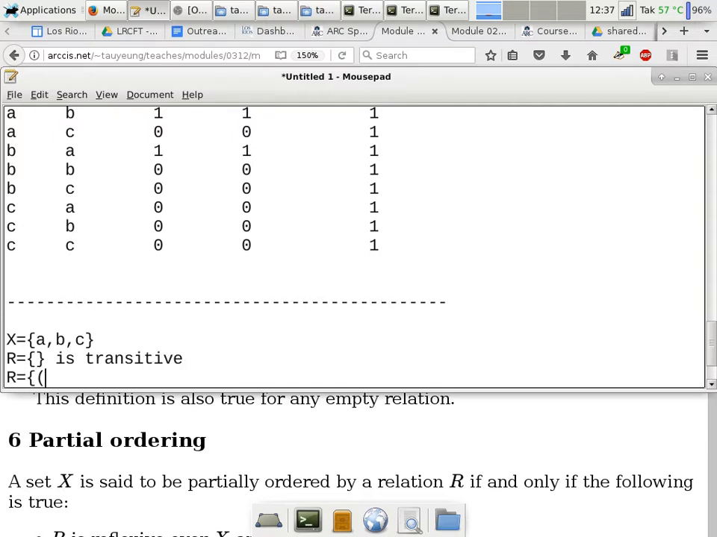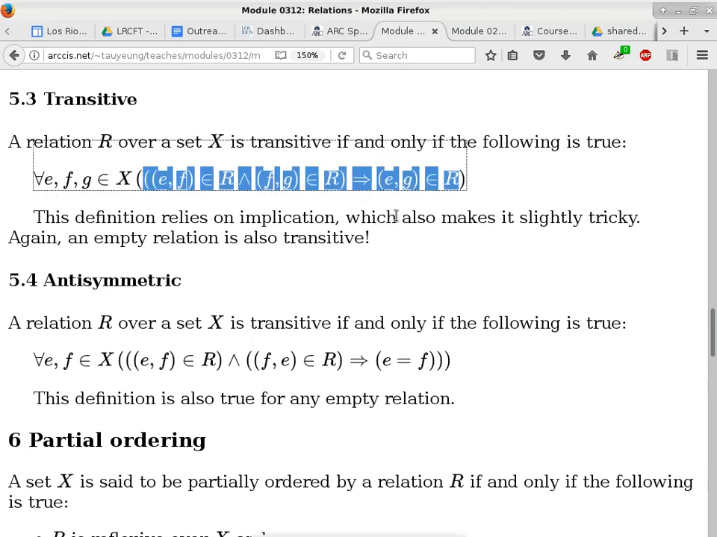Okay. What about this? Is that transitive? It has only one thing in it, just AD. Is it automatically transitive? It is transitive. Why is it transitive? Okay, so let's remember this. Just remember this is how we define relation R, and then we'll go back to the definition.